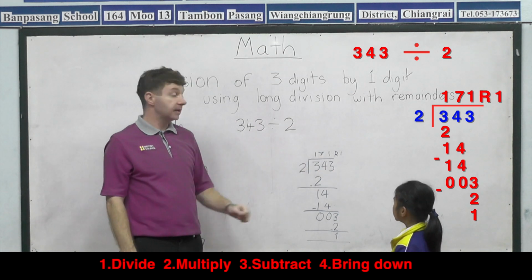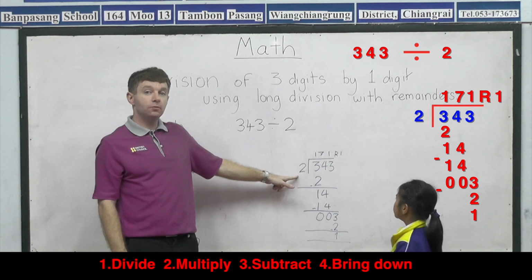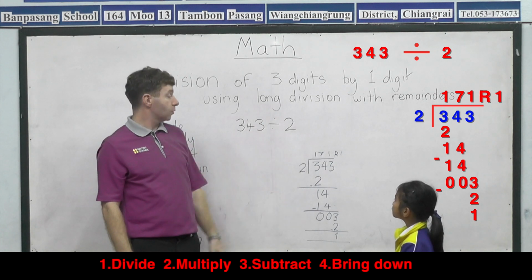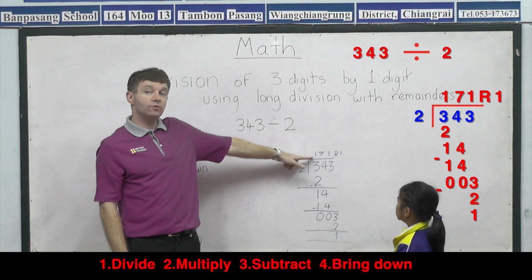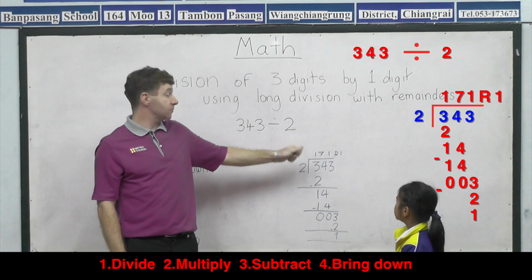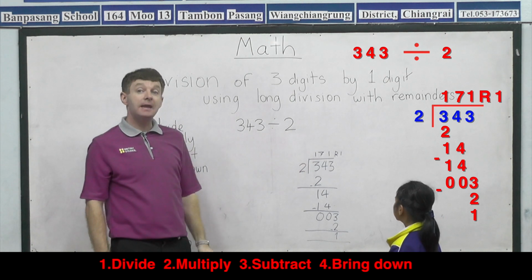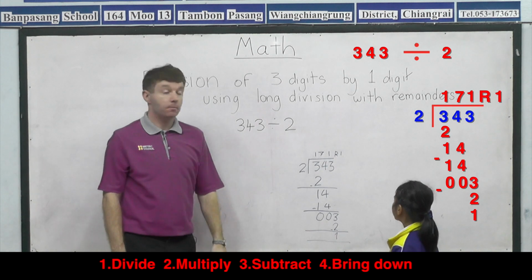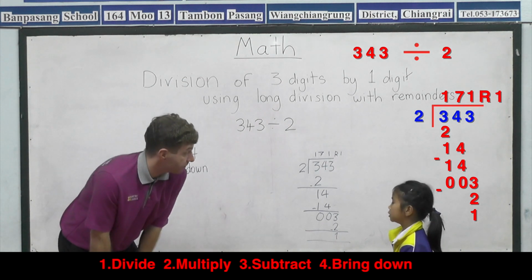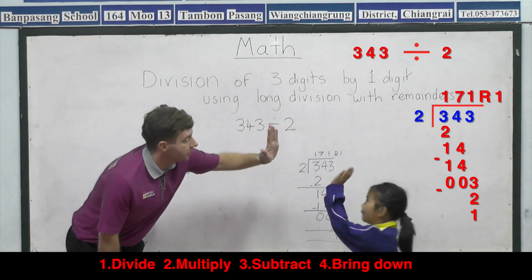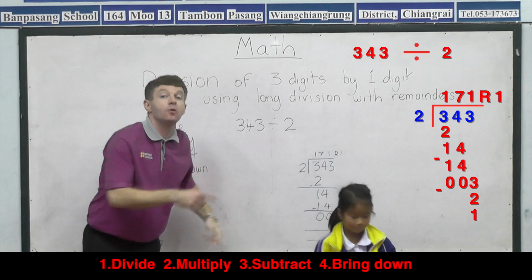So altogether, guys, 343 divided by 2 equals 171 remainder 1. Pearl, is that correct? Yes. Are you happy with that? Yes. High five. That was excellent. Big round of applause for Pearl.